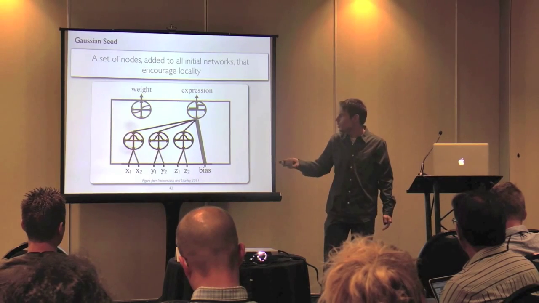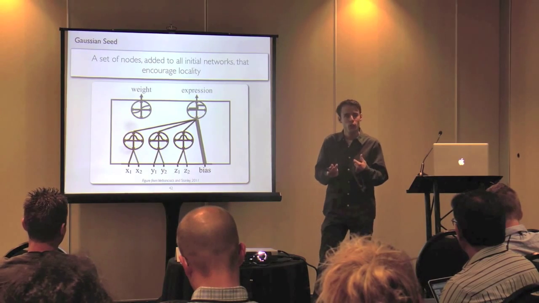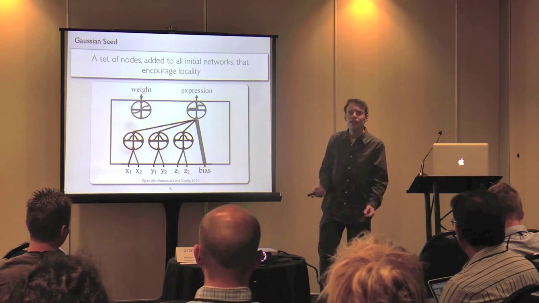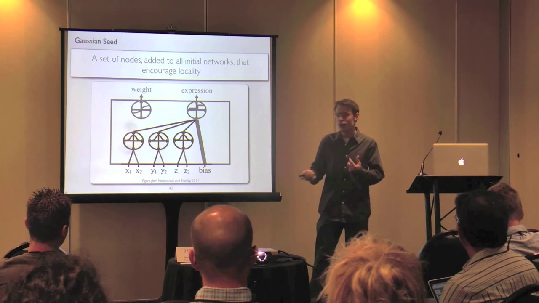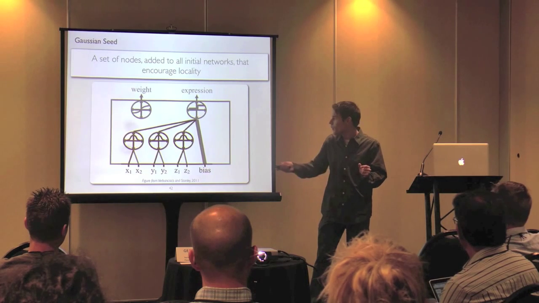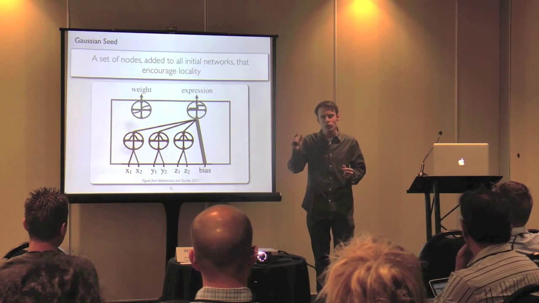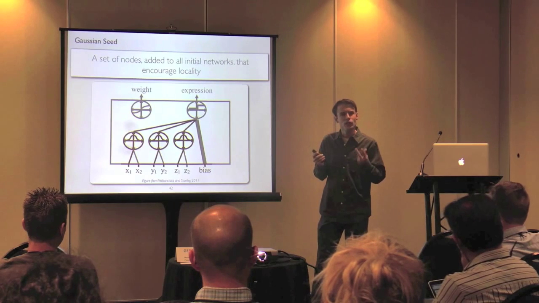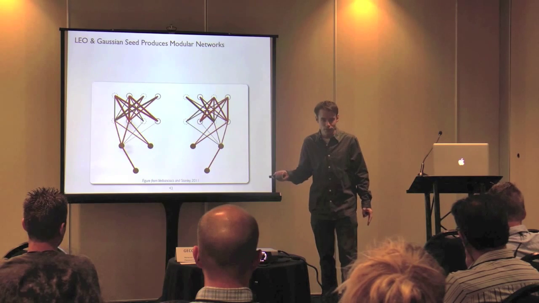The Gaussian seed consists of several Gaussians that are seeded into the initial population. So every initial individual will start with this Gaussian seed. And these Gaussians are configured such that they only fire when the two input values to the Gaussian are close together, meaning that the Gaussians will produce a high output when the two neurons are close together, thus creating a bias towards locality. And these two innovations together produce modular networks with HyperNEAT.